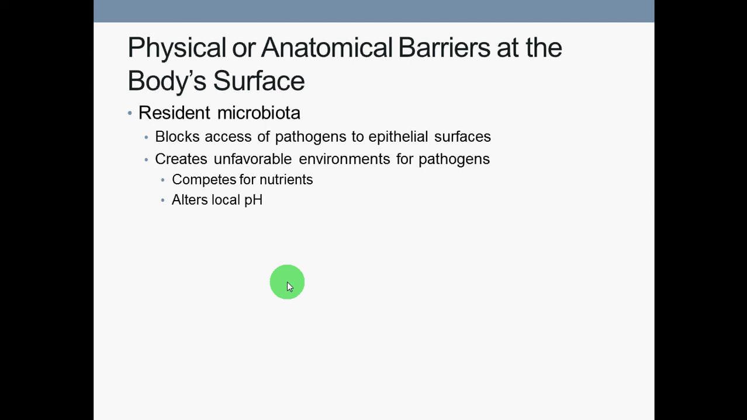Some of the ways that they create this antagonism is by competing for nutrients. So if your resident microbiota, if your normal bacteria, are using up all of the nutrients, that doesn't leave any nutrients left over for pathogens to take. These microbes can also alter the pH of the location where they're hanging out. So for example, there are lactic acid bacteria in the vaginal tract. That helps to lower the pH, make it more acidic, so that other microbes that could be pathogens will not take hold.